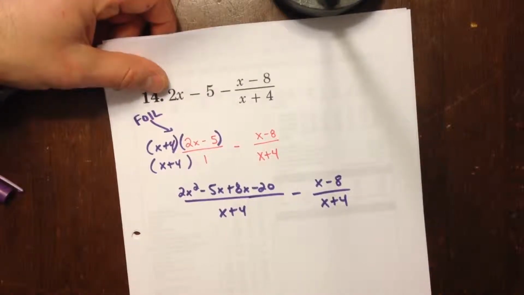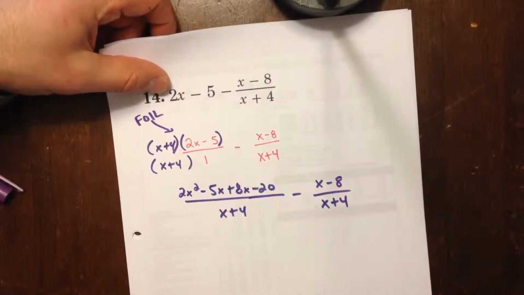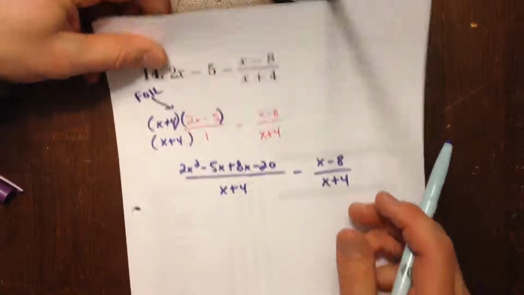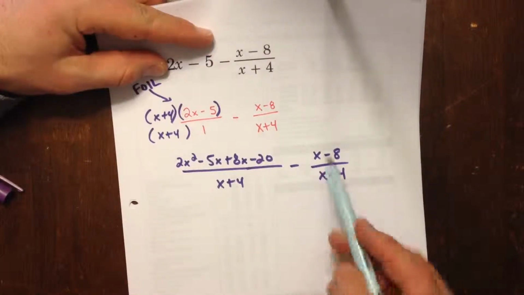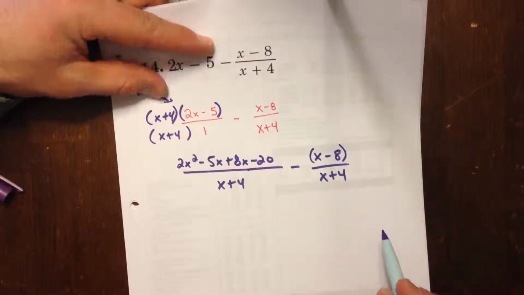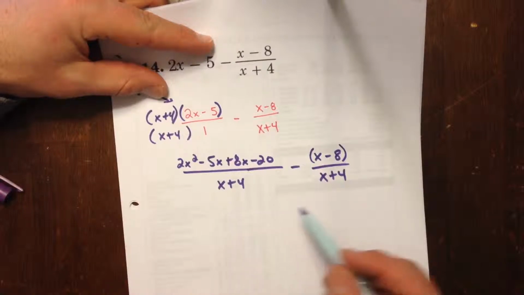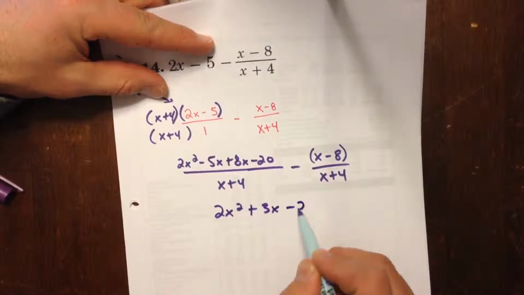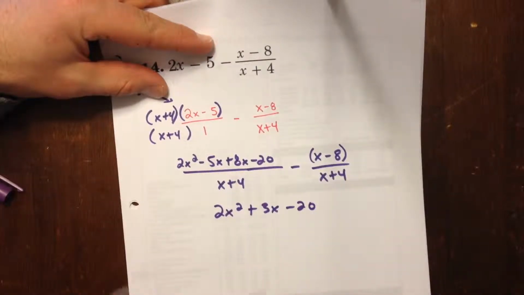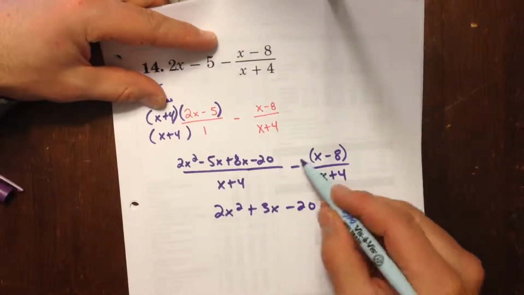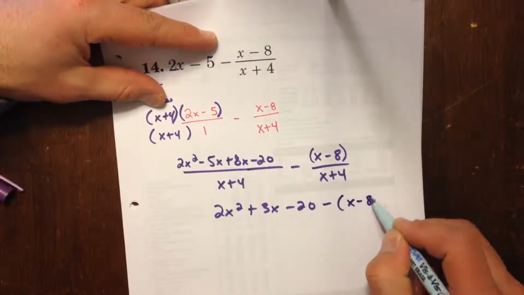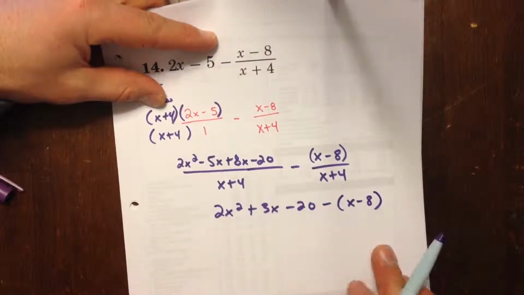Okay, so it looks like when I put this together, I get 3x. Now, this is another thing you have to be a little careful with on this one. You're subtracting this whole quantity. So that's 2x squared plus 3x minus 20. When I subtract this whole quantity, it's subtract. Alright, so that's what the top looks like.